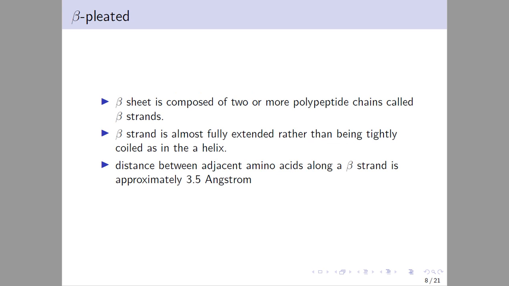Next is the beta pleated sheet. A beta sheet is composed of two or more polypeptide chains called beta strands, and a beta strand is almost fully extended rather than being tightly coiled as in the alpha helix. And the distance between adjacent amino acids along the beta strand is approximately 3.5 angstrom.